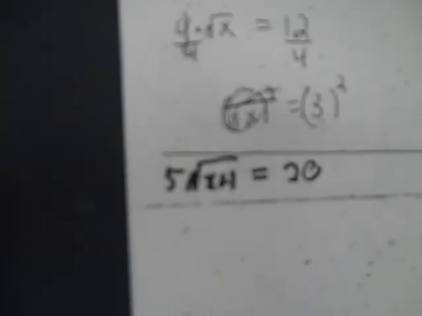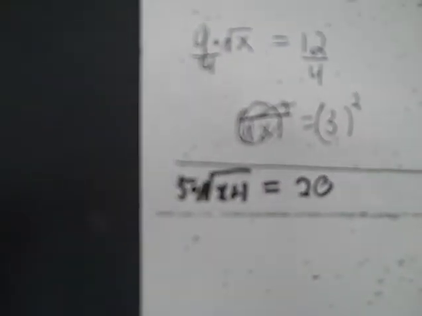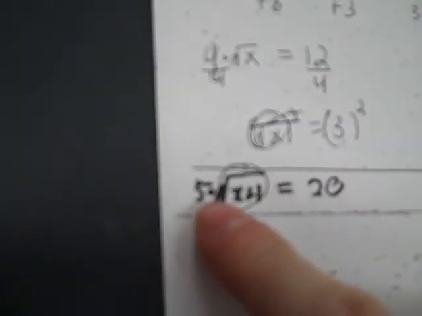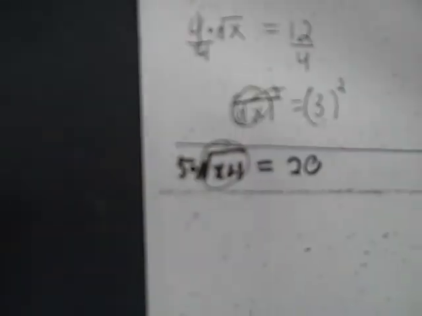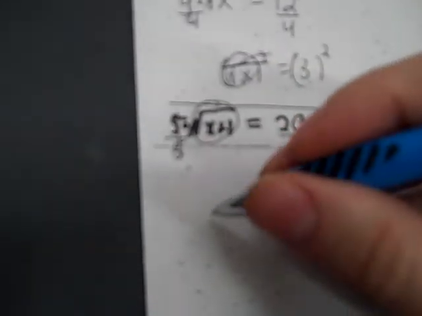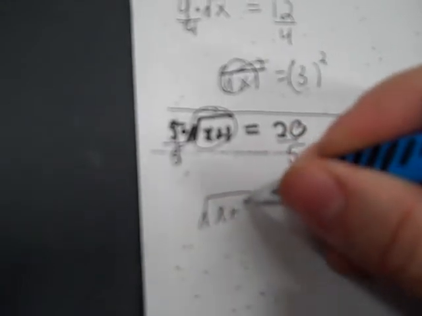The last example. 5, and then that means it's times. 5 times the square root of x plus 1 equals 20. So I circle the square root. Now I do have this 5. Now it's 5 times, so the opposite of times is to divide, the inverse operation. And I have the square root of x plus 1 equals 4.